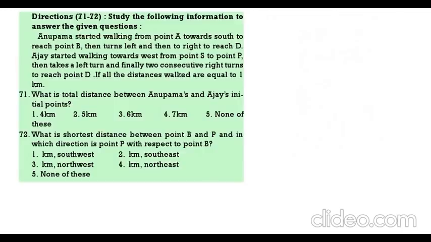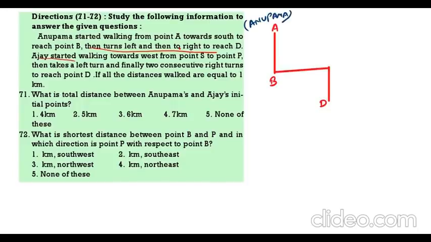Now 71 to 72. This is related to direction. See, Anupama started walking from A, moves towards south to reach B. So from A, draw a line to B. Then she turns left. Now a south facing person turning left means move to the right. Then again turn right to reach D. Now this is D. This is Anupama.